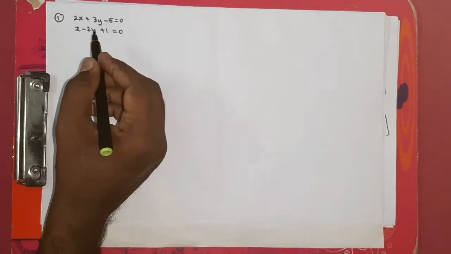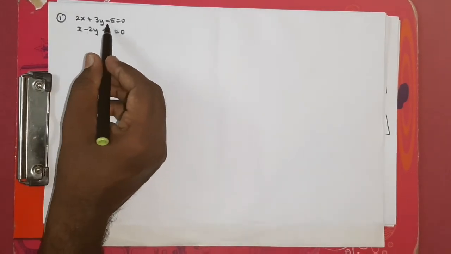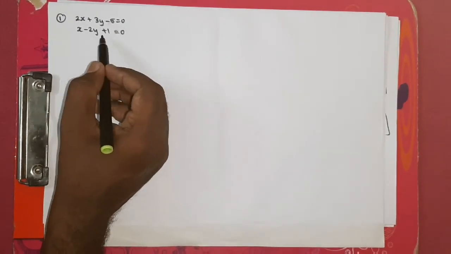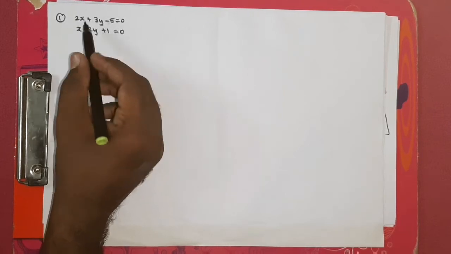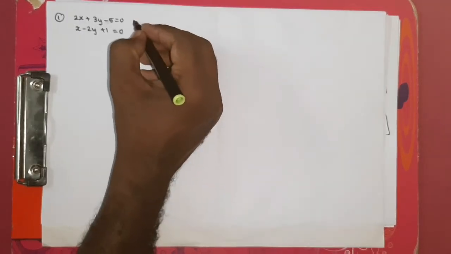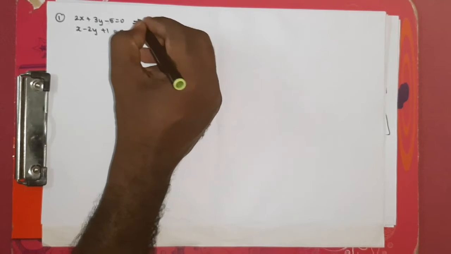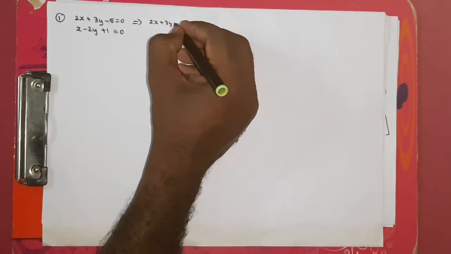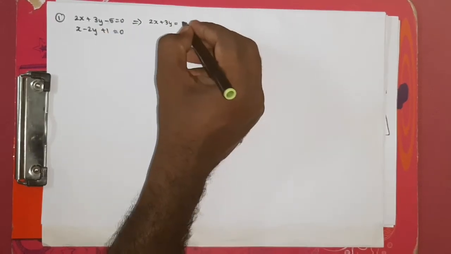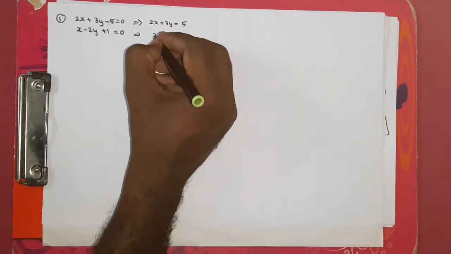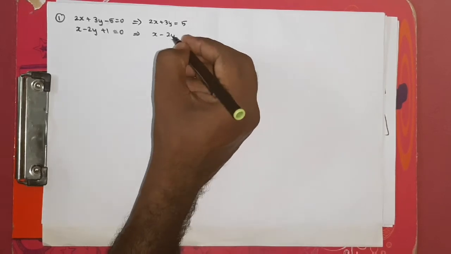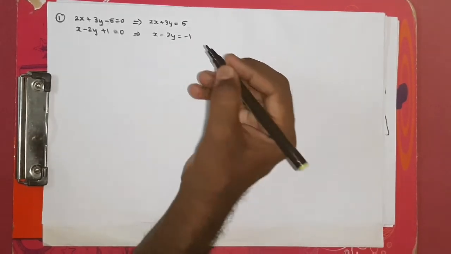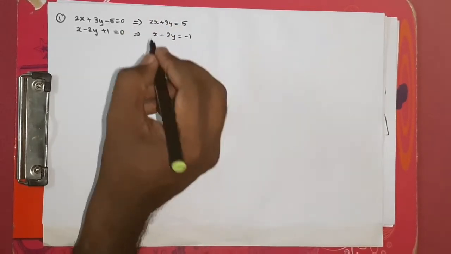So the first sum in the exercise is 2x plus 3y minus 5 equal to 0, x minus 2y plus 1 equal to 0. So this equation we have to solve. Before this, you have to do one thing. First, write the variable part 2x plus 3y on the left side and take minus 5 to the other side, so plus 5. And the other equation will become x minus 2y is equal to minus 1. So this is the given equation now.